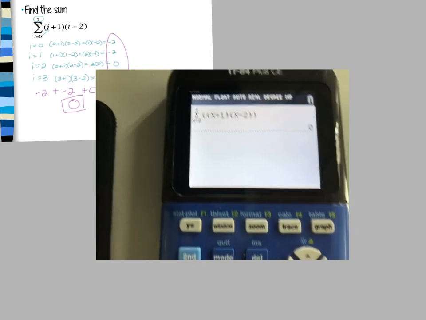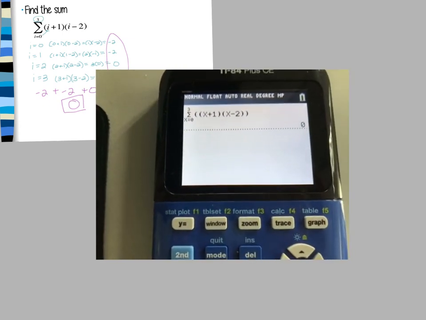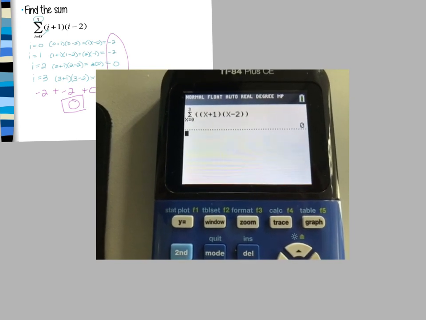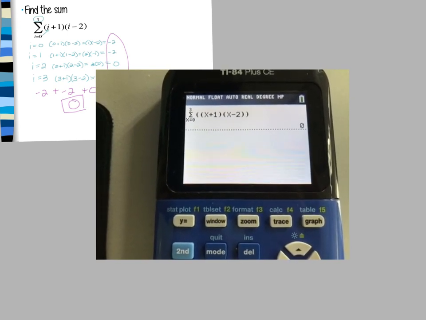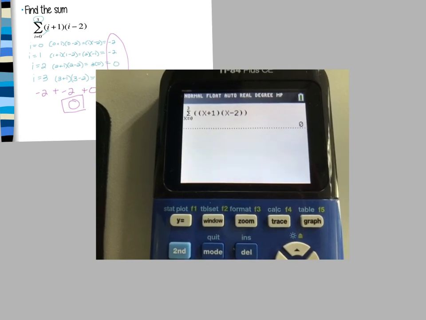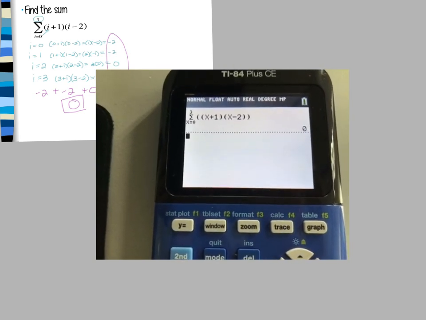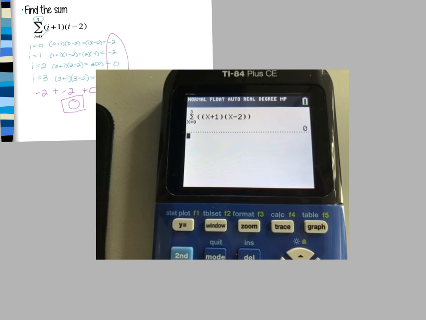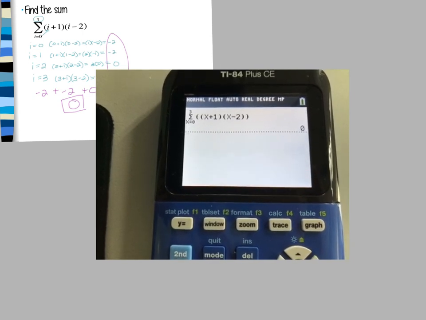Just be careful. The mistakes I saw first hour were not putting the parentheses on the end, or not putting the parentheses on the X plus 1, so it grouped it funny. And also using a negative 2 instead of a minus 2, and then it treats it like it's multiplication and gives you the wrong answer. So it will let you do it, and it won't yell at you.